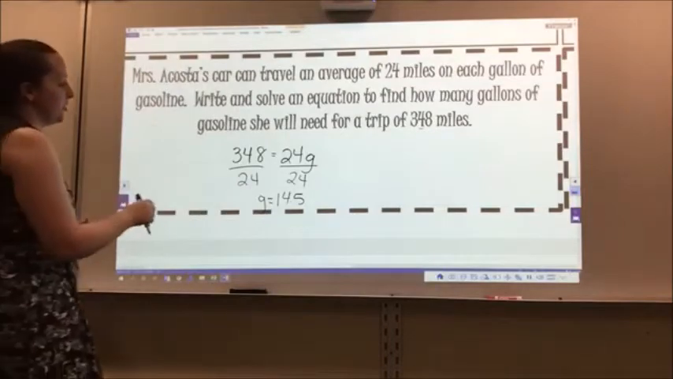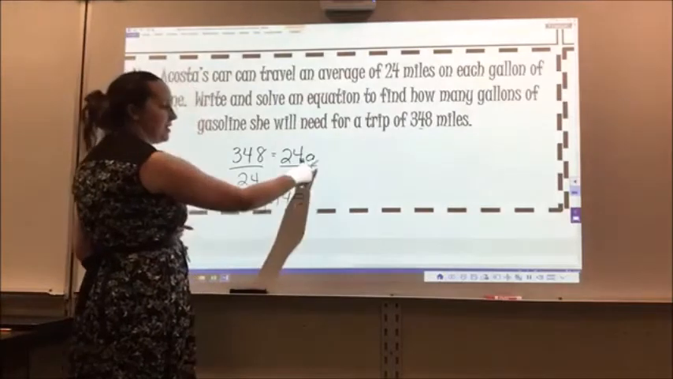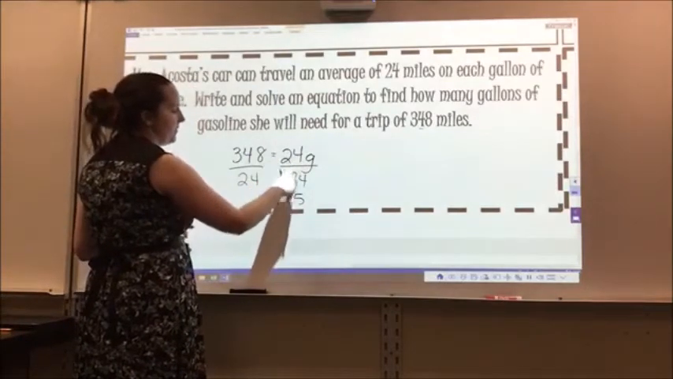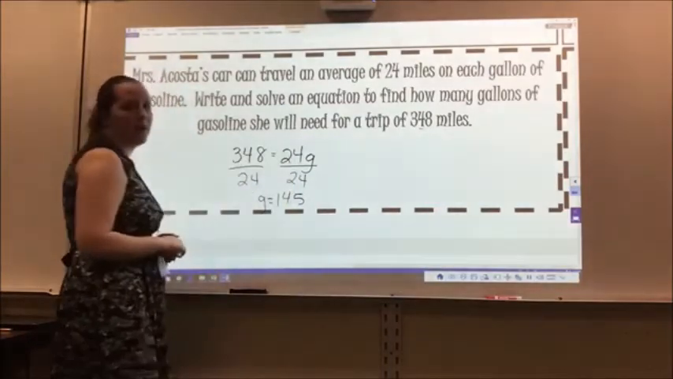So if I substitute this back in, remember 1 gallon is 24 miles, right? It's an average. So 14.5 times 24 does give me 348.